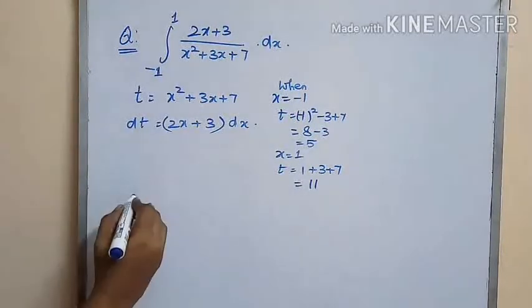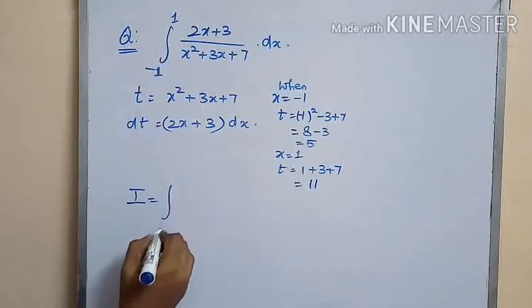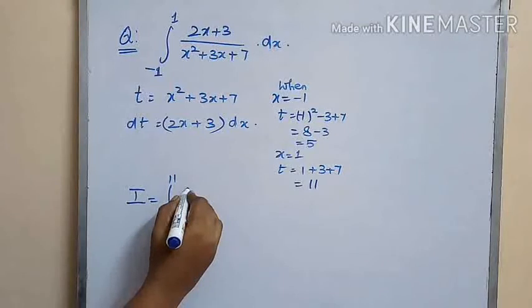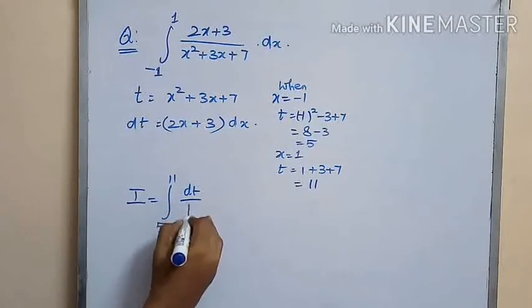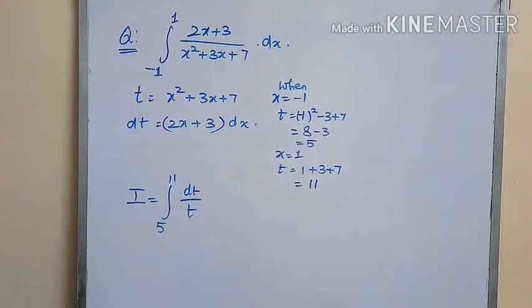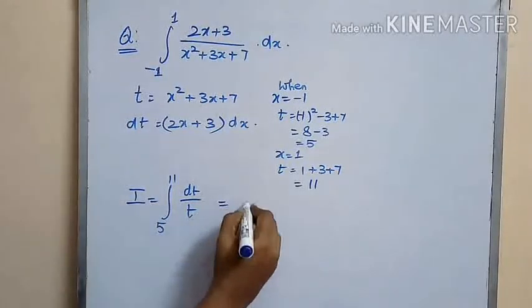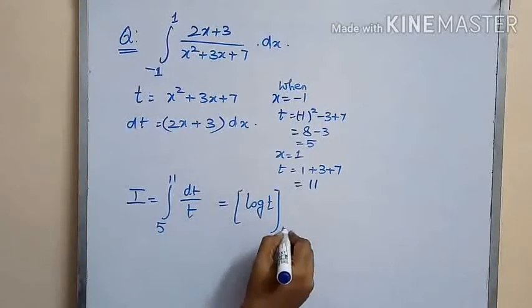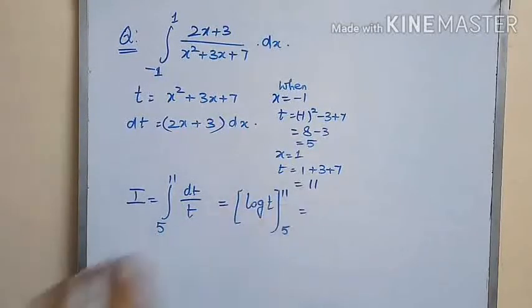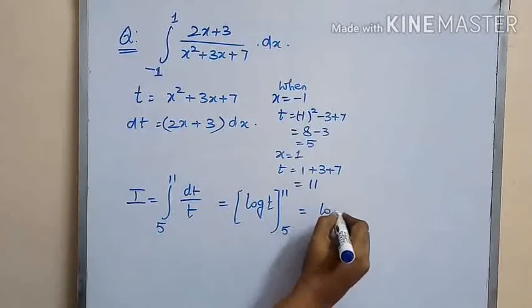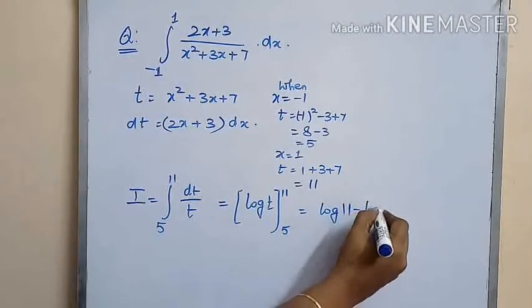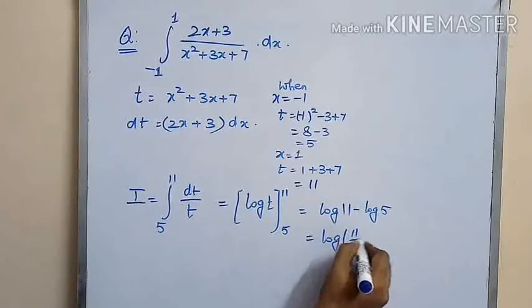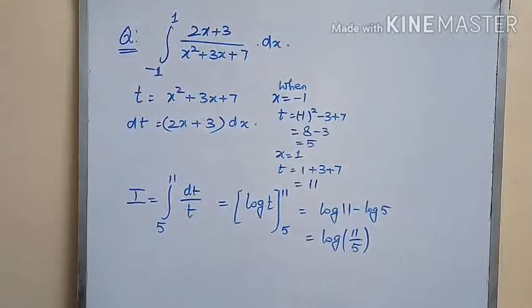Now let us substitute these values in I. So I is equal to integral, lower limit is 5 and upper limit is 11, dt by t, the integration of which is log of t within the limit 5 to 11. So we get log 11 minus log 5, which can be written as log of 11 by 5.